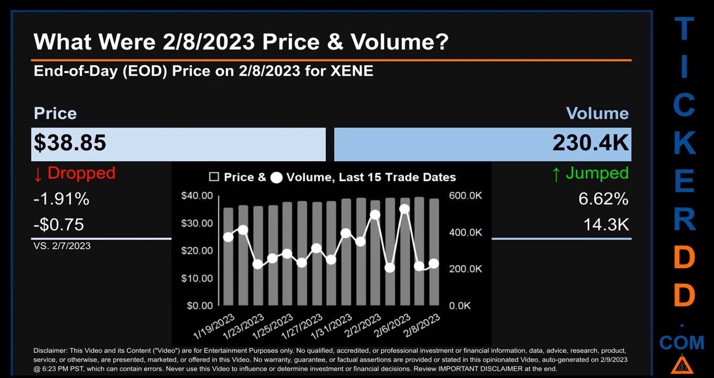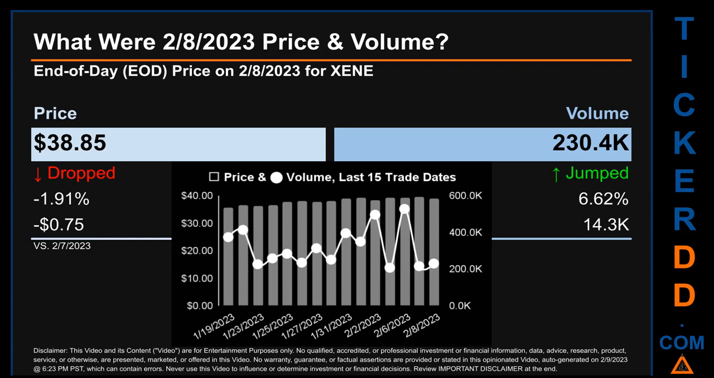What was end-of-day price and volume for XENE? On Wednesday, February 8, 2023, XENE had an end-of-day price of $38.85 and volume of about 230.4 thousand. Compared to the previous trading day, the price dropped 1.91%, losing 75 cents, while volume jumped 6.62%, increasing about 14.3 thousand.